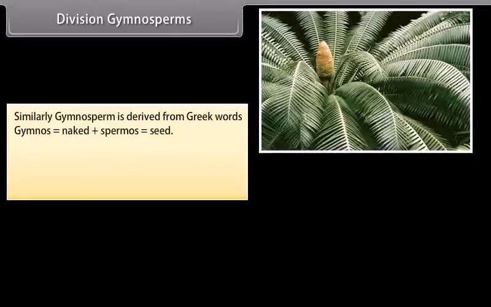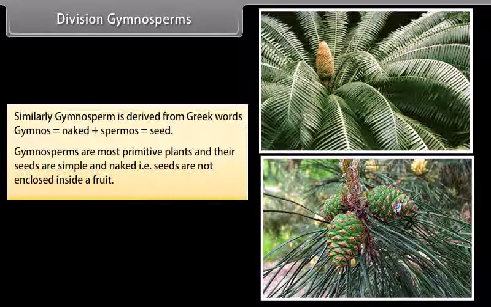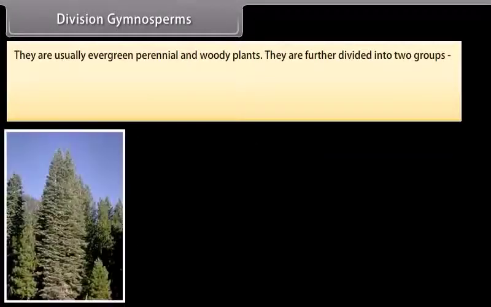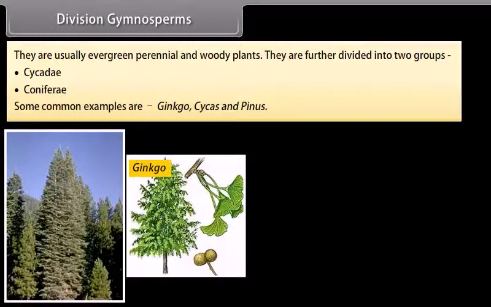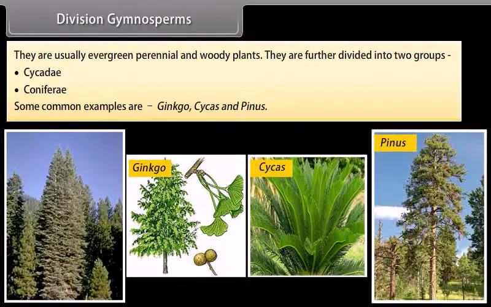Division Gymnosperms. Similarly, gymnosperm is derived from the Greek words gymnos, which means naked, plus spermos, which means seed. Gymnosperms are the most primitive plants and their seeds are simple and naked, that is, seeds are not enclosed inside a fruit. They are usually evergreen perennial and woody plants. They are further divided into two groups: Cycadales and Coniferae. Some common examples are Ginkgo, Cycas, and Pinus.